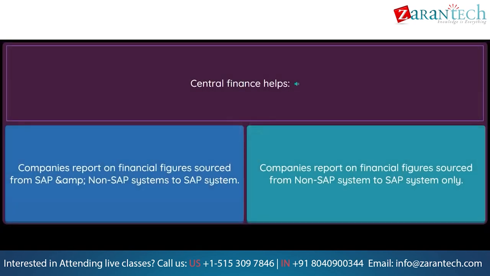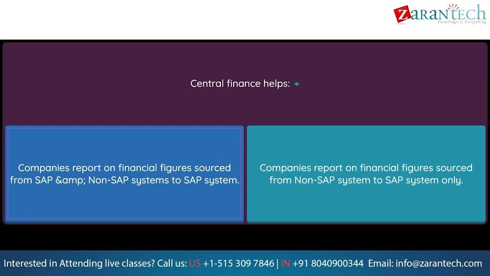Question: Central Finance helps. Option 1: Companies report on financial figures sourced from SAP and non-SAP systems to SAP system. Option 2: Companies report on financial figures sourced from non-SAP system to SAP system only.